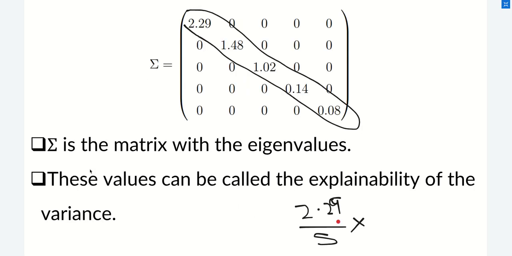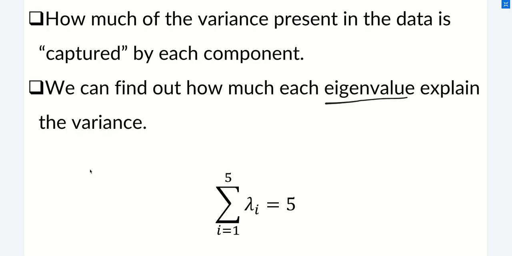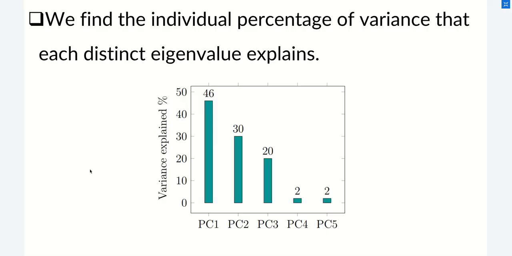All right, so we have 2.29 divided by 5 times 100. You can also do it to confirm. So 2.29 divided by 5 times 100, which is 45.8, which is approximately 46. So that is correct. Then we do the same thing for the others.